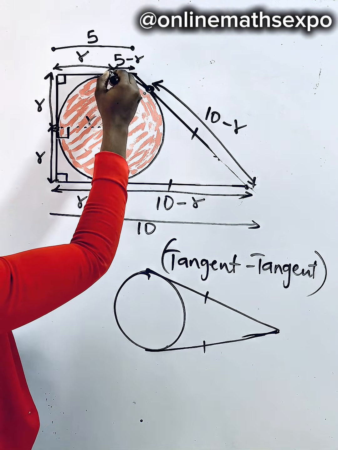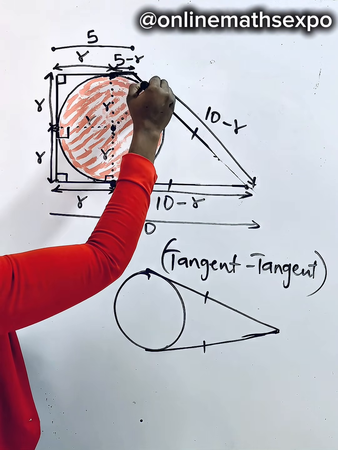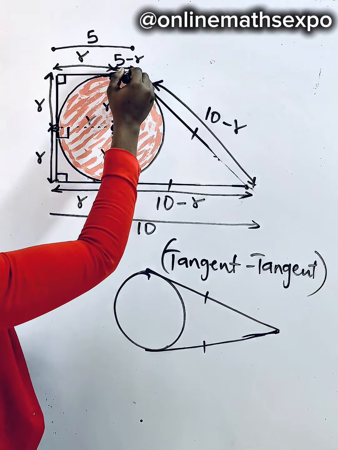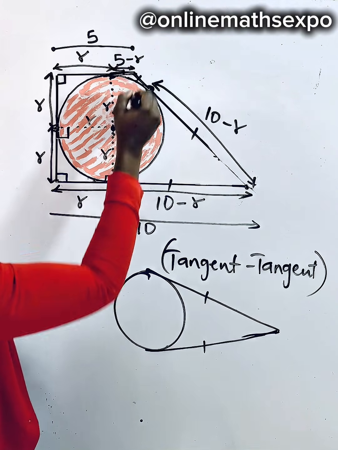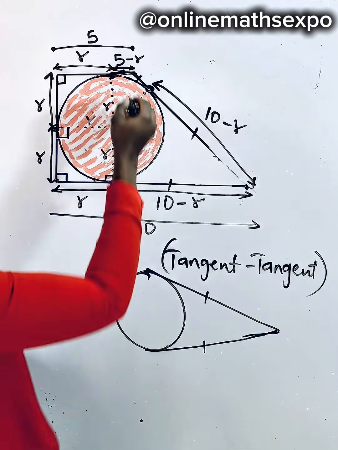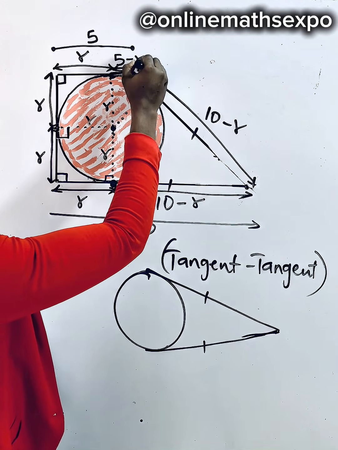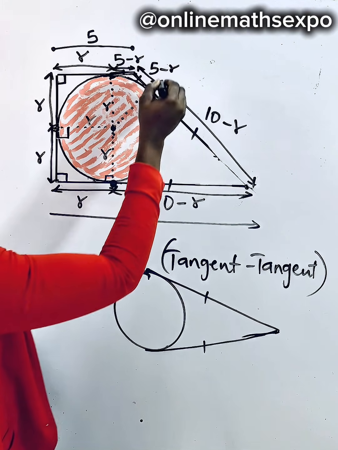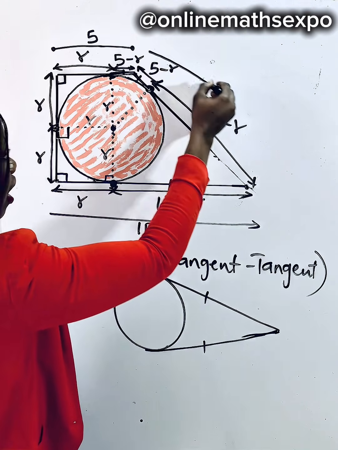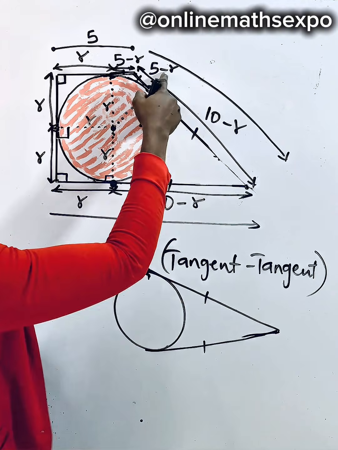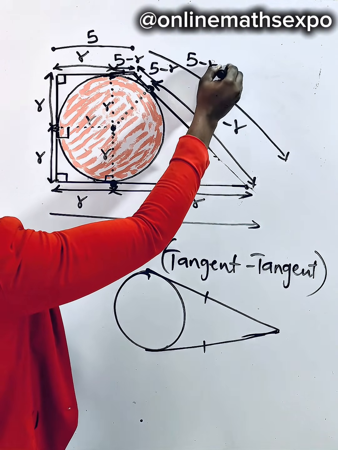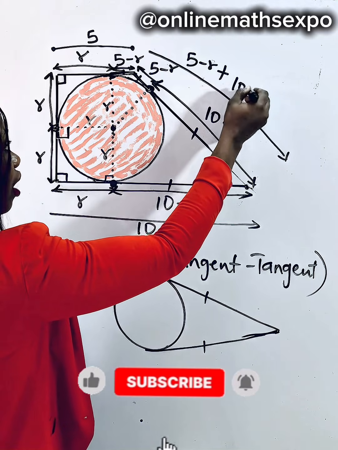You notice that this is tangent and this one is also tangent. Did you see? So these two are obeying this. And in that case, it means that these two tiny lengths will also be the same. So we have it that here, this length is also going to give us 5 minus r, meaning that the total length here will now be, add these two together. So it's going to give us 5 minus r, add 10 minus r.